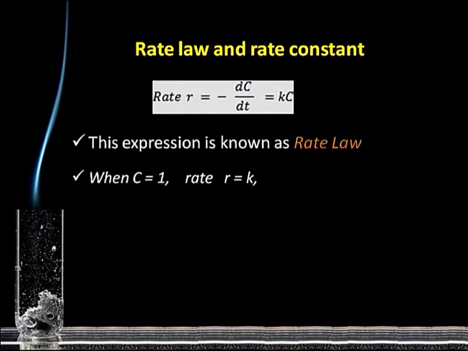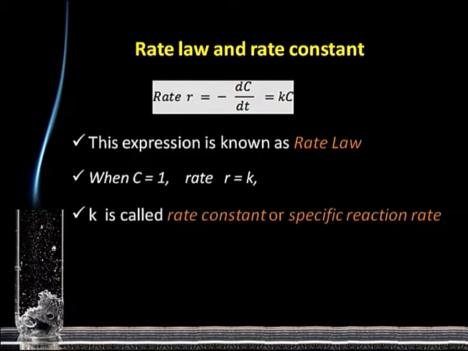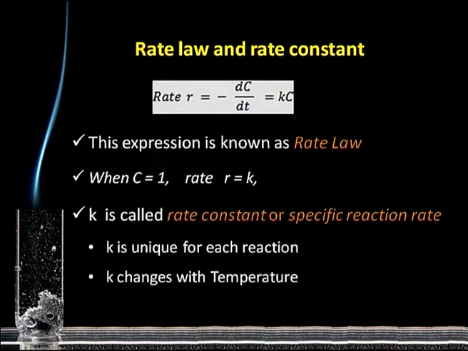Rate law is defined as the expression that relates rate of reaction with concentration, and here we are doing that. And if we put C equal to 1, that is the concentration of the reactant to be 1, then whatever rate that we get is the rate constant, and hence K is called the rate constant or the specific reaction rate. K is unique for each reaction. It has to be experimentally determined, and K changes with temperature. We know that rate of reaction depends on temperature.